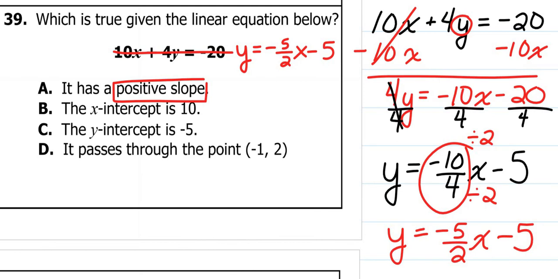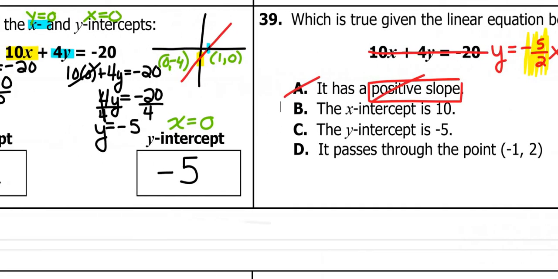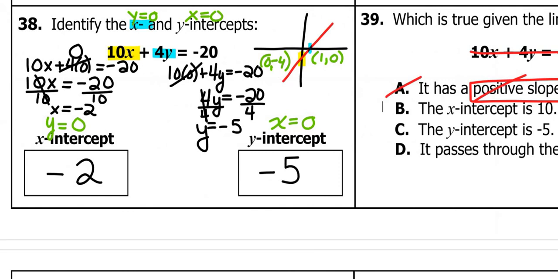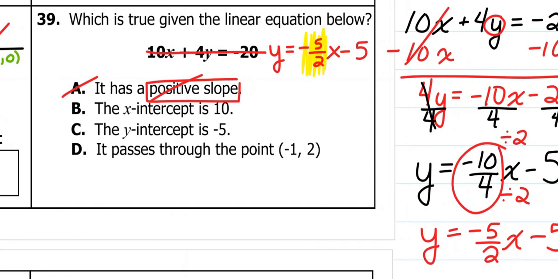First choice, it has a positive slope. Nope, in fact, it has a negative 5/2 as a slope. So it's not choice A. Choice B, the x-intercept is 10. Well, if we remember, this is the same thing we did in the last problem. Our x-intercept is when we plug in 0 for y. Our x-intercept turned out to be -2. So I would say no, it's not choice B. It's not 10. It's actually -2.